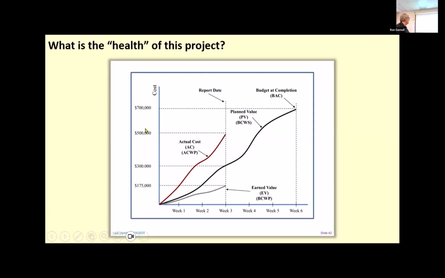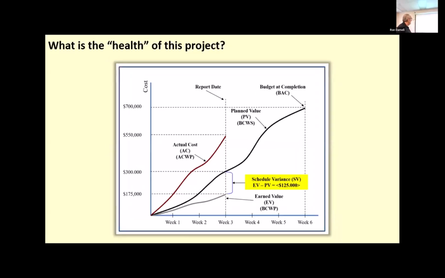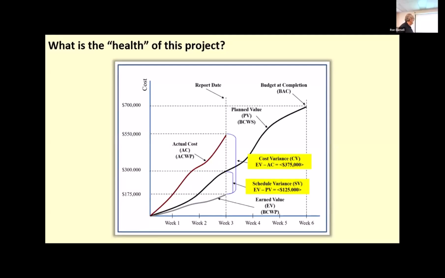And we have an actual cost of $500,000. We have planned value, which is right here at $300,000, and we've earned $175,000. So it's not good. Not good, right? This project's in trouble. If we go to the next slide, it shows that we have a schedule variance of $125,000. And if we go to the next one, and think about cost variance, the cost variance starts from the earned value and goes all the way up to the actual cost.